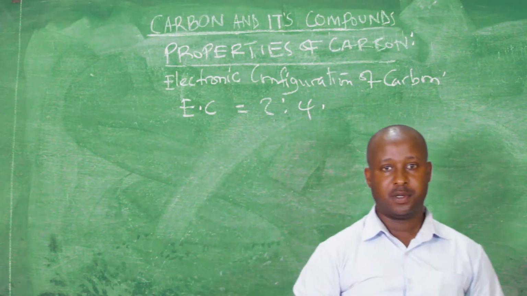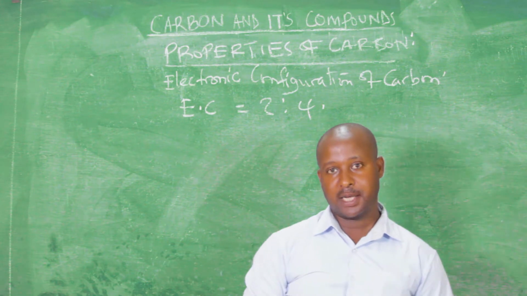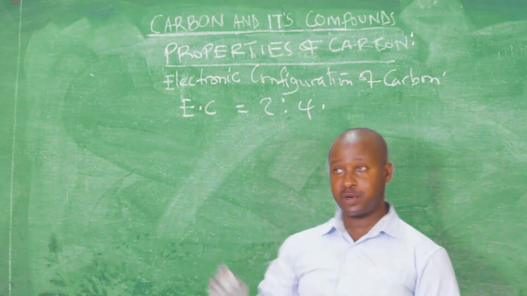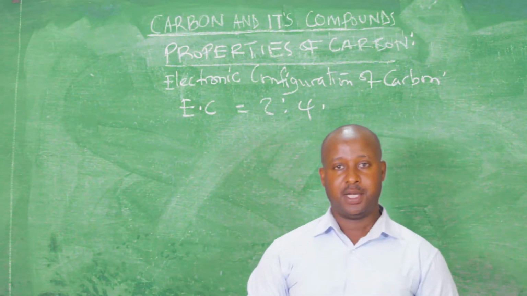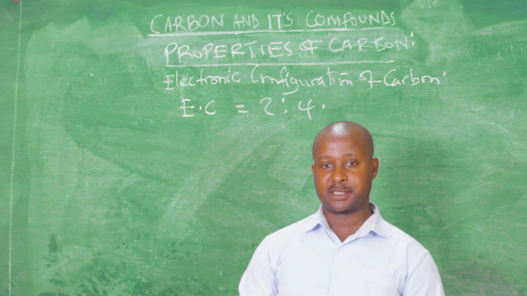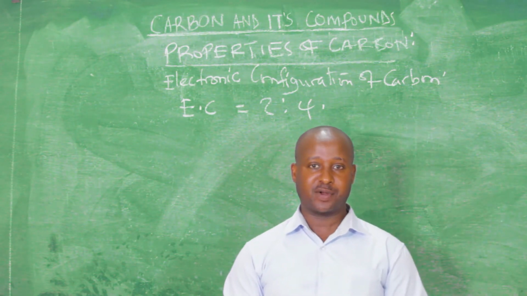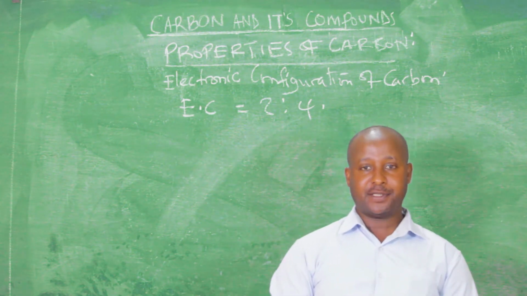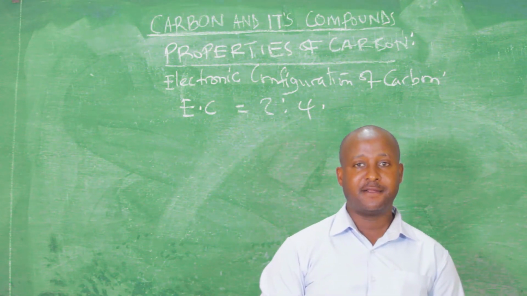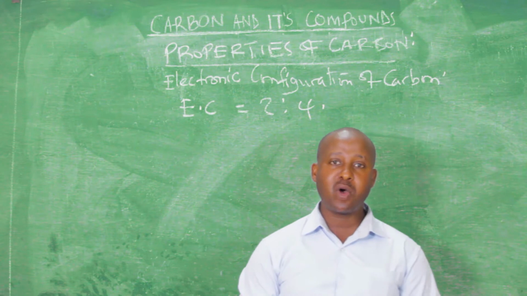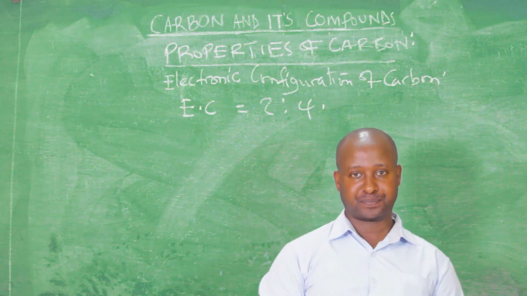twofold. The electronic configuration of carbon is twofold, and this means when we look at the electronic configuration of carbon as twofold, we discover that carbon has two shells of electrons. And because carbon has two shells of electrons, this means carbon belongs in period 2 of the periodic table.